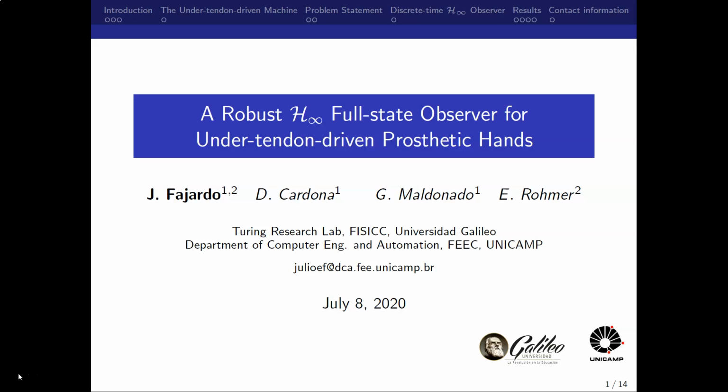I will be presenting in the name of my colleagues Juan Diego Cardona, Guillermo Maldonado, and Enrique Romer, our work for AAM 2020 titled A Robust H-Infinity Full State Observer for Under-tendon-driven Prosthetic Hands.